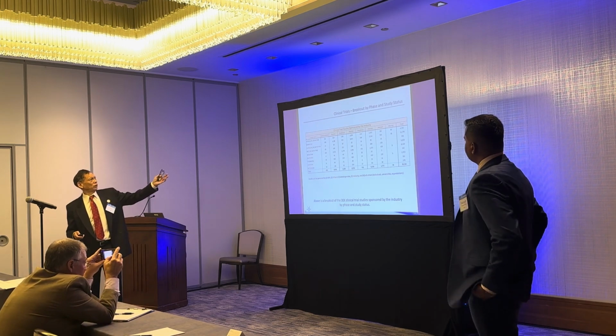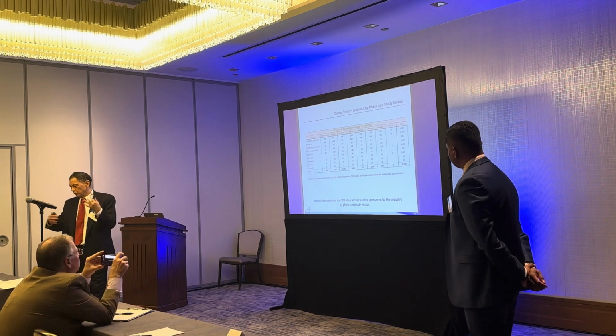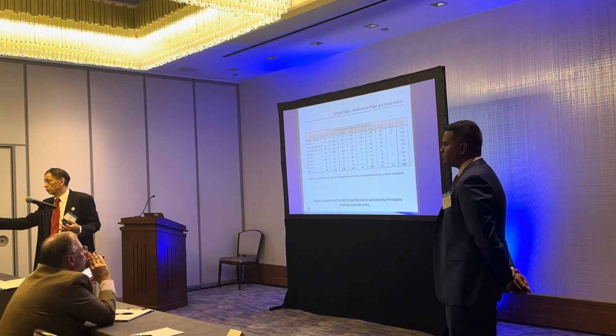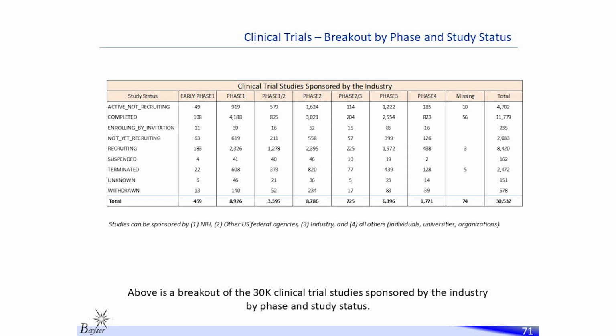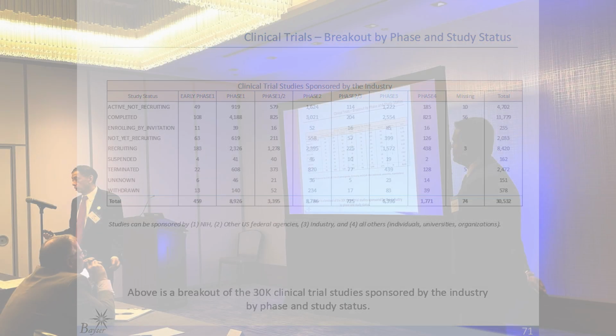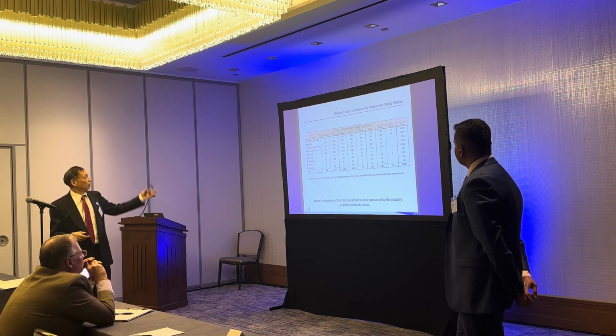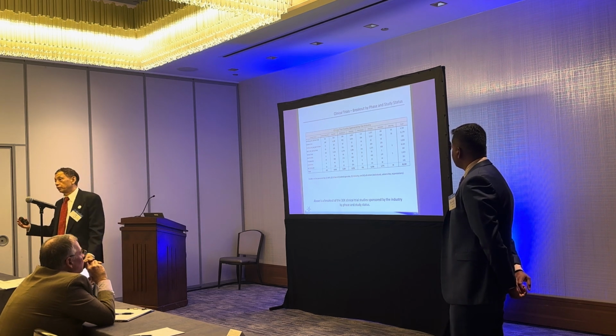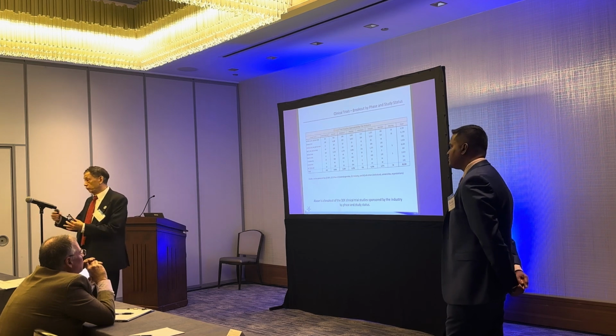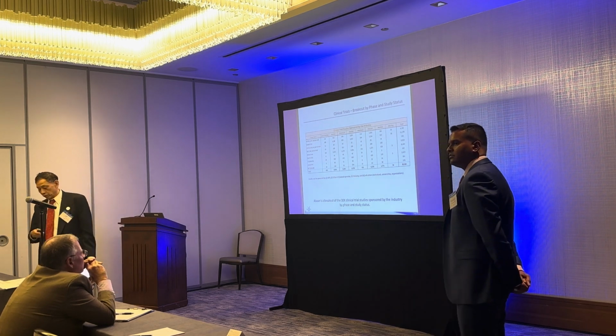So we looked at the sponsorship. It could be private, where you have enough money and want to fund your own drug, or it's a university, or it's industry. This one focuses on industry, and we're looking at 30,000 studies funded by industry, broken out by phase: phase 1, phase 2, phase 3, phase 4. It basically tells you the status. Are they still recruiting? Is it withdrawn? What's the status of the clinical trial?